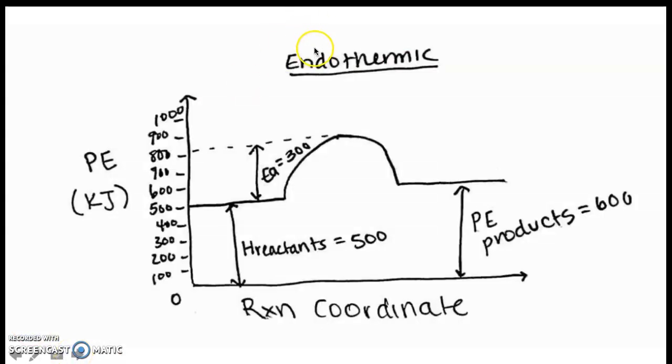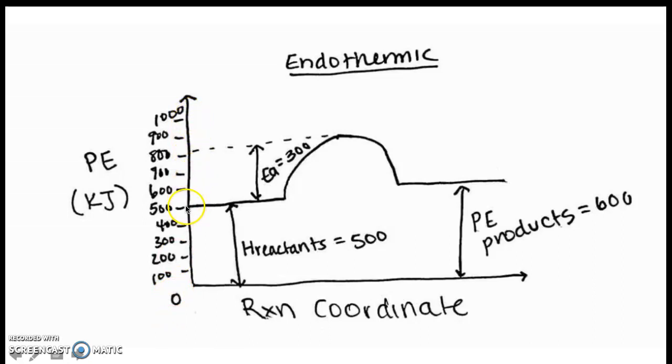So this is an endothermic reaction. You were given H reactants, the activation energy, and the enthalpy of the products, or the potential energy of the products. So your y-axis should be potential energy in kilojoules. Your reaction coordinate or time on the bottom. I did a scale by 100 from 0 to 1000. You didn't have to go quite that high.